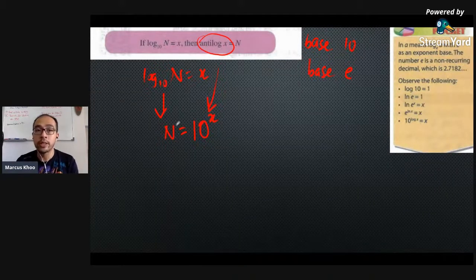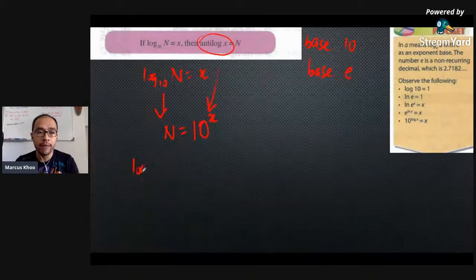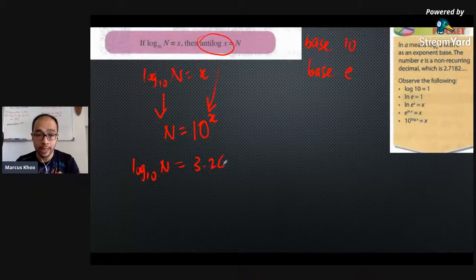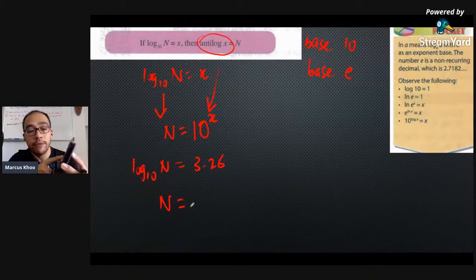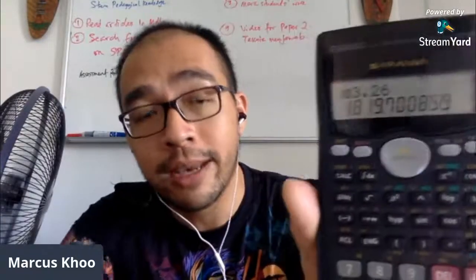Basically what you need to know is just shift log. So for example, let's say I have log base 10 of n equals 3.26. How do I find n? I just have to press shift log 3.26, and this is what I will get. This is my answer: 1819.7.